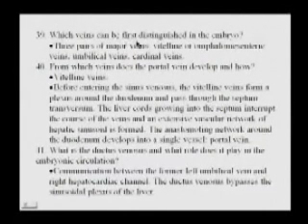So which veins can be first distinguished in the embryo? There are three pairs of major veins that we've started with: the vitelline or omphalomesenteric veins, the umbilical veins, and the cardinal veins. From which veins does the portal vein develop, and how? So the vitelline veins, as we said, contribute to the formation of the hepatic portal system.